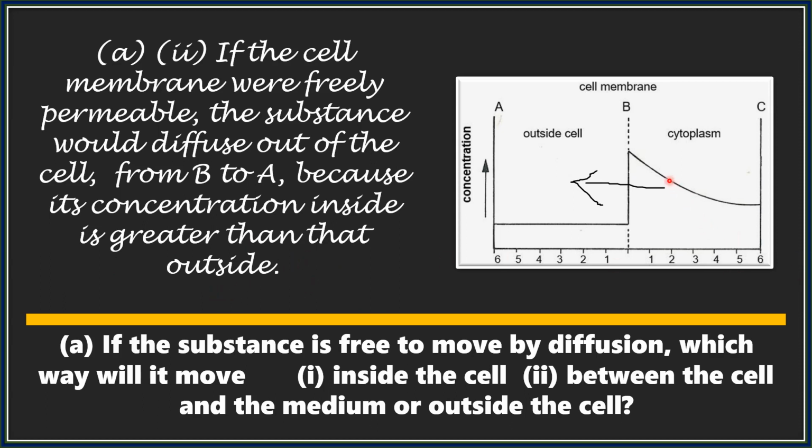So from here you can see that the concentration of substances inside the cell is higher compared to the concentration outside. So if this membrane is freely permeable and it can easily allow substances to pass through, then substances will be moving out of the cell and going outside of the cell.